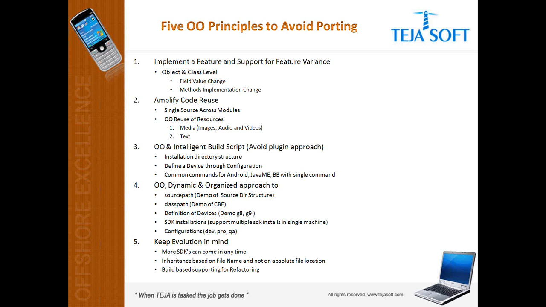SDKs evolve, software requirements evolve, and there are different standards, different versions of the same thing. But for all these, they are indirectly telling you, I am variable anytime, either now or in future or anywhere. So that is where we say, every object and class should be able to support variance at a field level and method level. And also think about object code reuse, not limited to a single source, not limited to just Java source, but also rethink about resources, where you want to reuse images, audio, video and text.